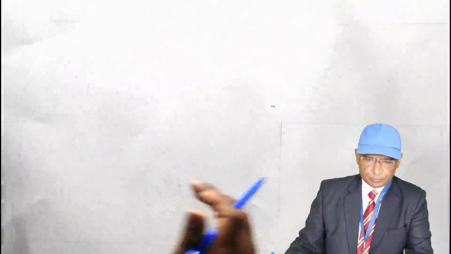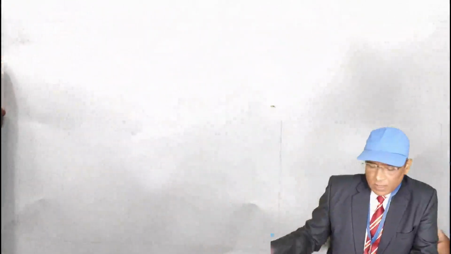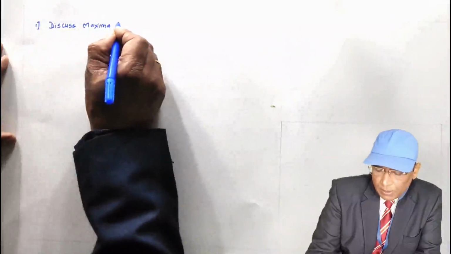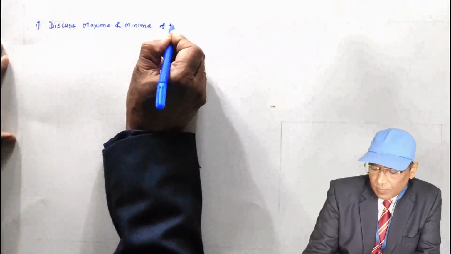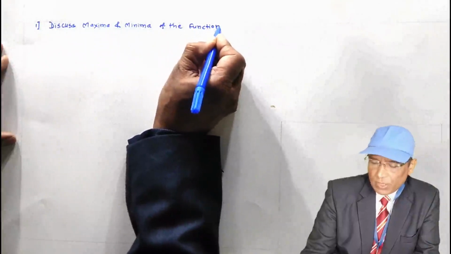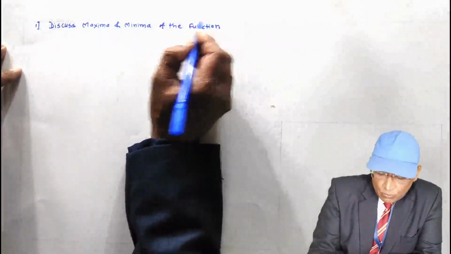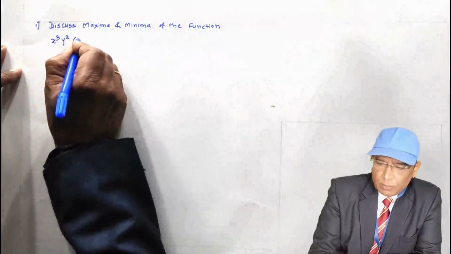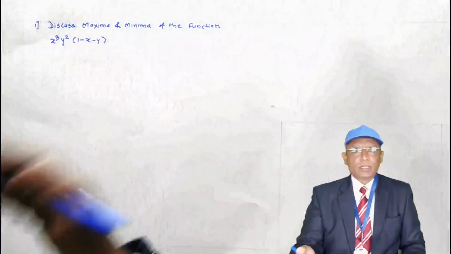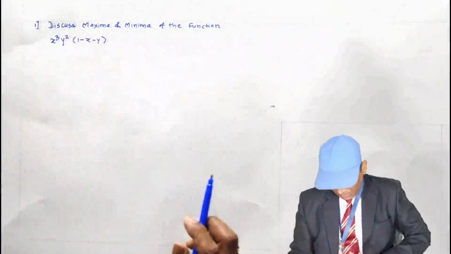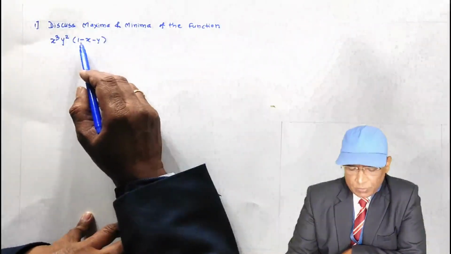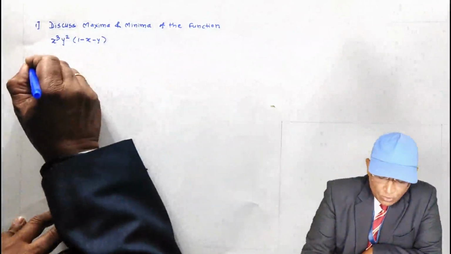The function may be anything. The question may be asked like this: discuss the maxima and minima of the function x cube y square multiplied by 1 minus x minus y. This is the function. You may be given any function in the examination. Discuss the maxima and minima of the function x cube y square in bracket 1 minus x minus y. So we are going to solve this problem.